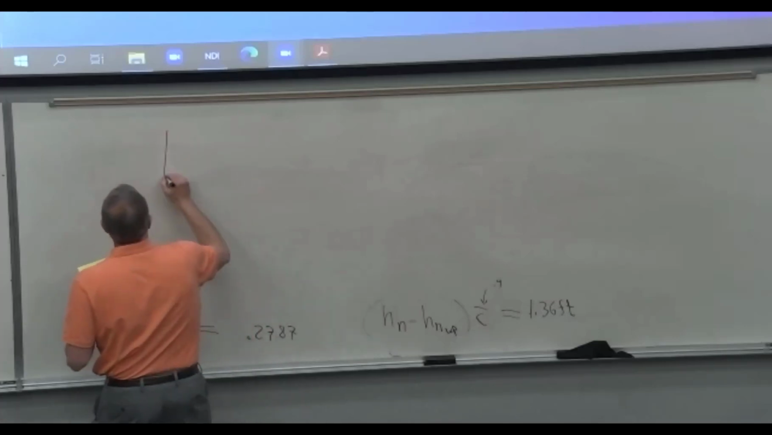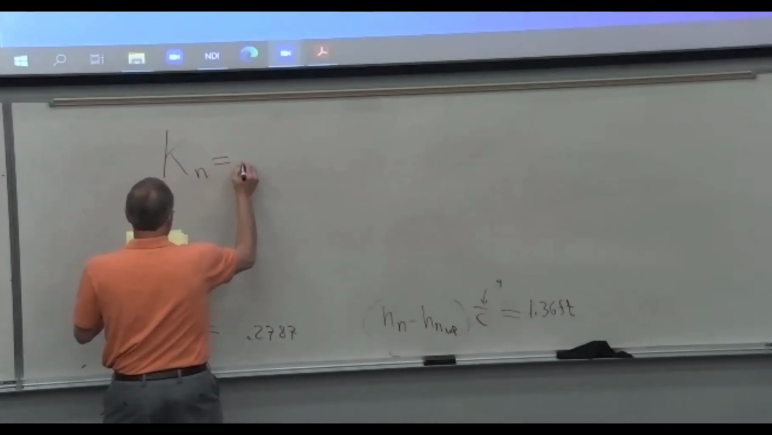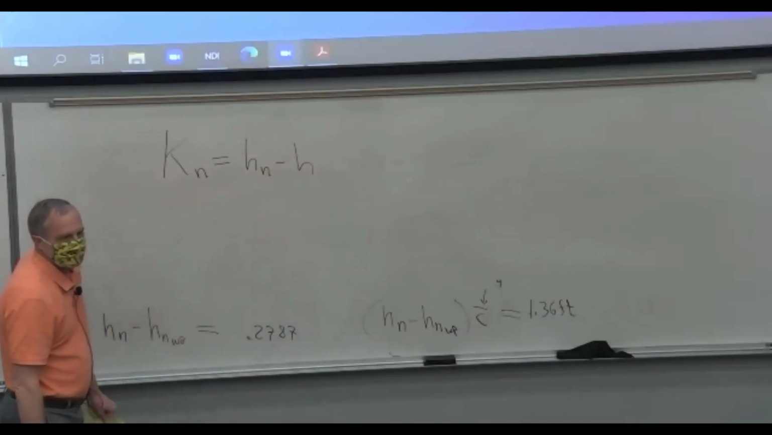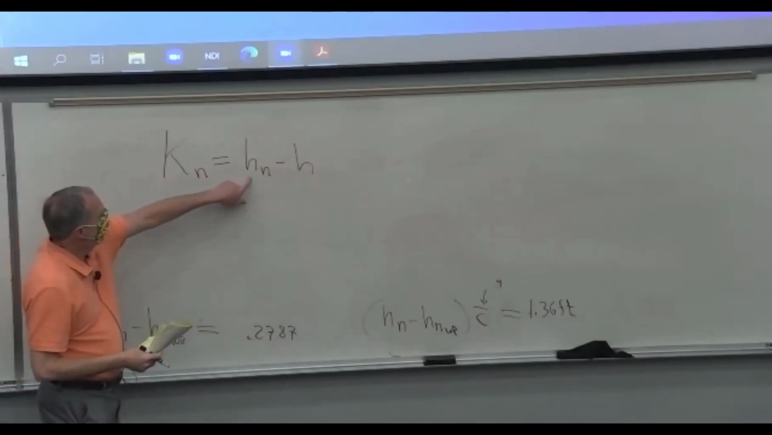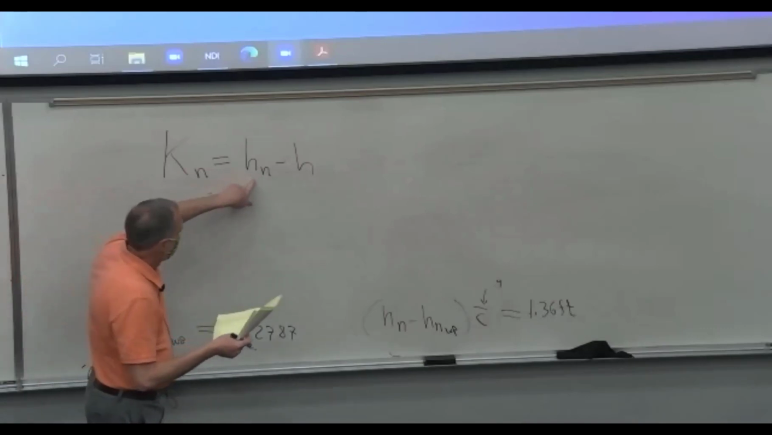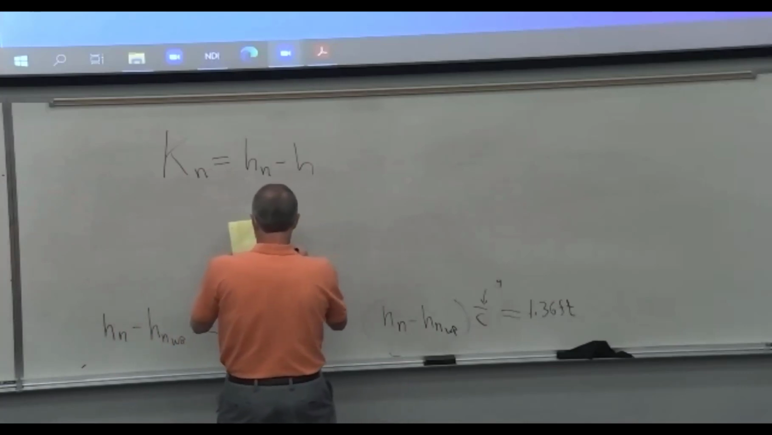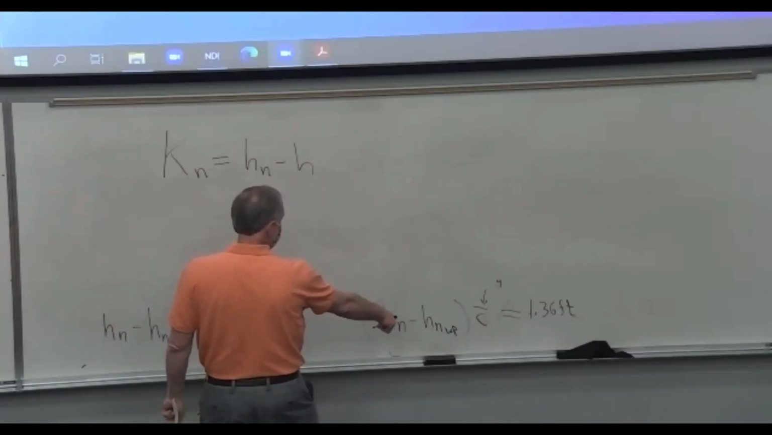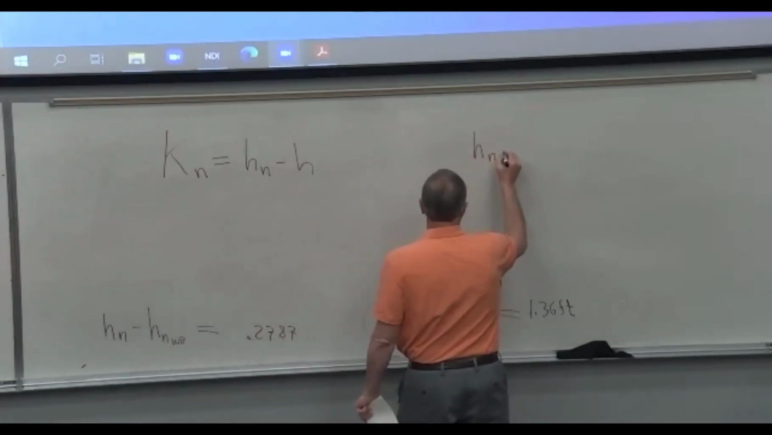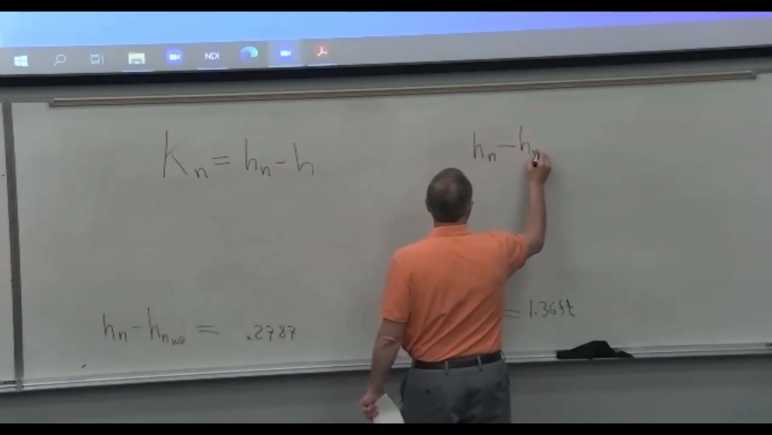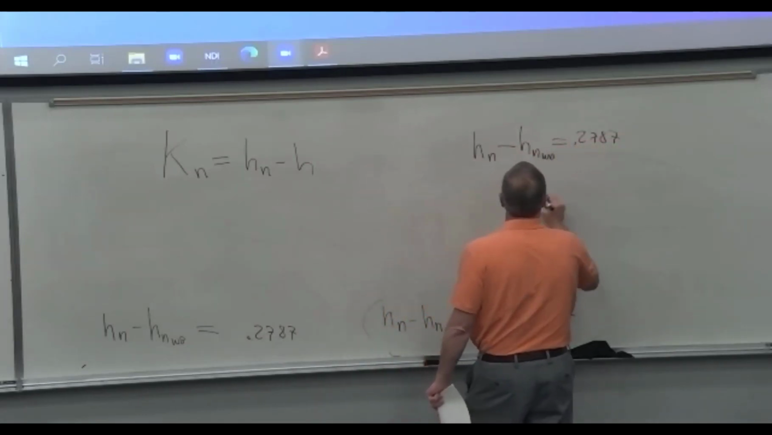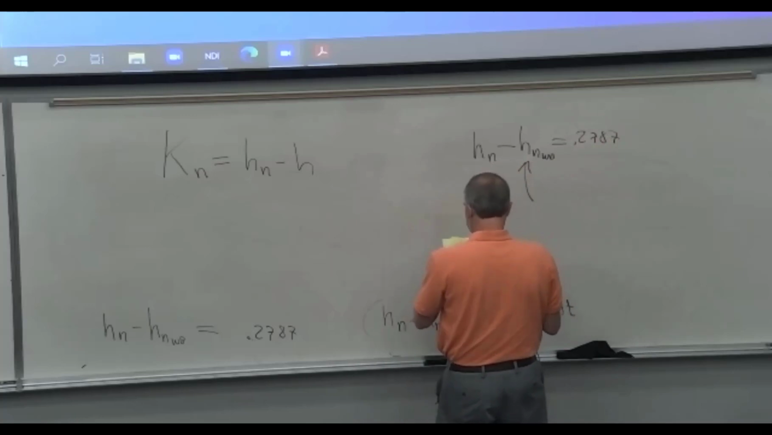So the static margin Kn is Hn minus h. It's going to be positive if the neutral point is behind the CG because that distance is going to be bigger. And we didn't actually get Hn, so we've got to do that first, don't we? So Hn minus h wing body is 0.2787, and we know this location, so we have to look that up.